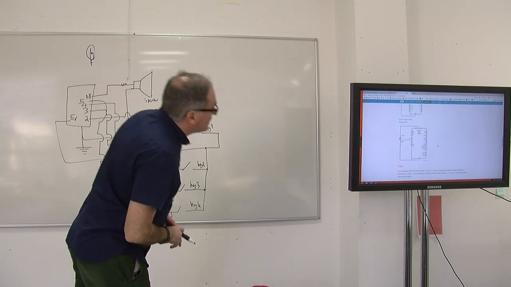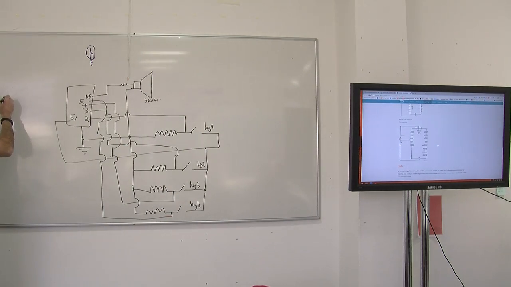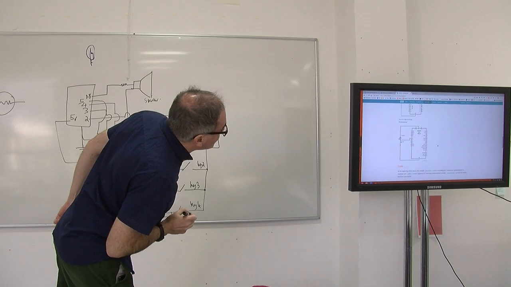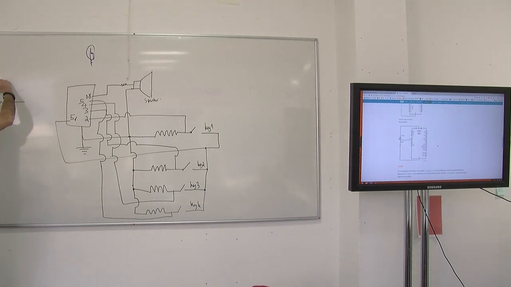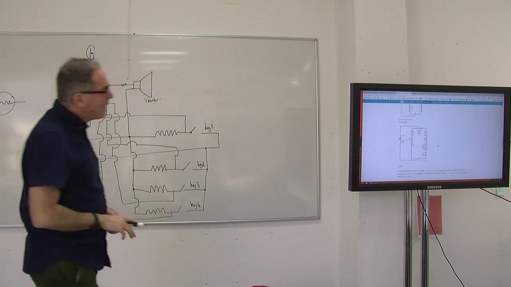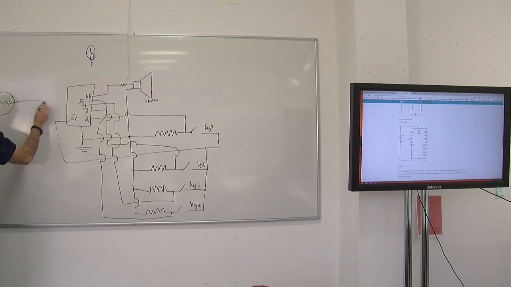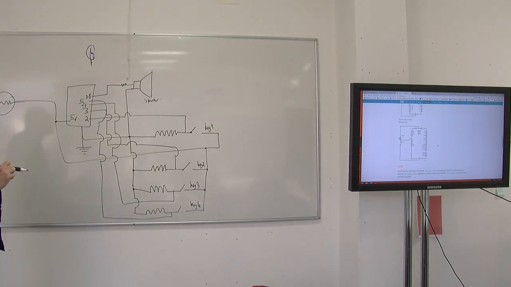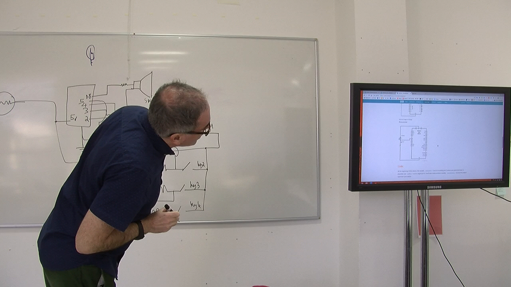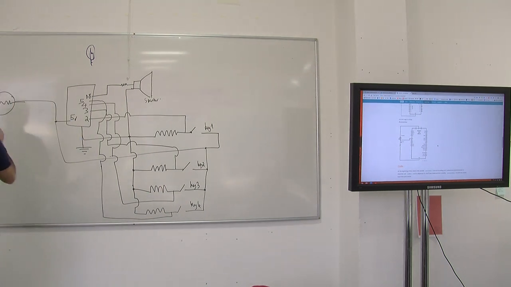Okay, the symbol for the LDR is like this. And you have an arrow going in. That means the light has an effect on it. Yeah? That's the symbol. So one end goes to 5 volts. Here is all 5 volts. The other end goes to a resistor and then the ground. Here is the resistor and then the ground.